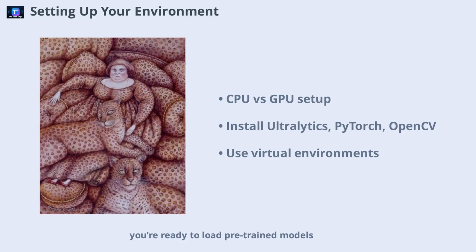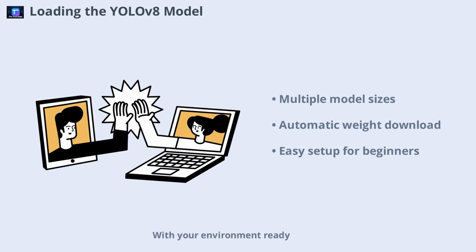Once installed, you're ready to load pre-trained models and start experimenting with object detection. With your environment ready, the next step is to load a pre-trained YOLOv8 model. Ultralytics provides several model variants, each balancing speed and accuracy differently. For quick tests or resource-limited systems, the Nano version is ideal.